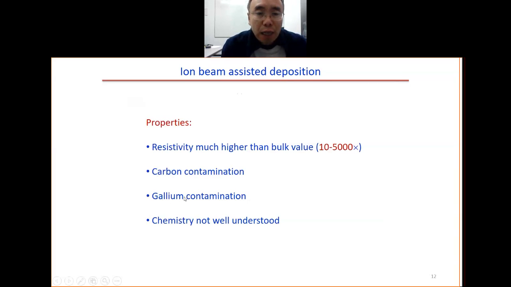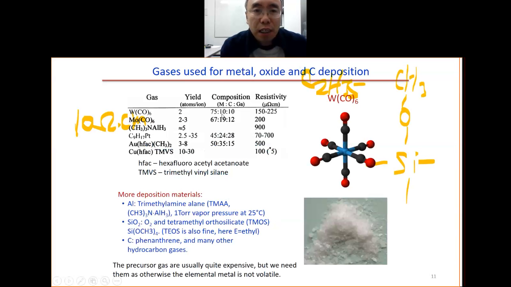So we have carbon and gallium contamination. As you can see here, for the case of this gas, the ratio is 75-10-10. This is not too bad. For the platinum, we have only 45% platinum. So we have a lot of carbon and a lot of gallium. The same thing for gold. We have only 50% gold. They have a lot of carbon, a lot of gallium.